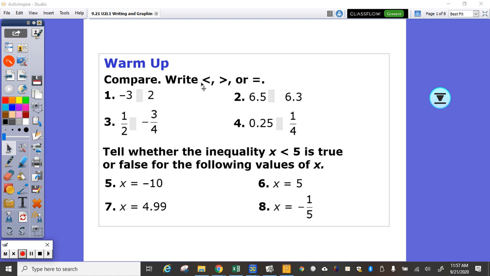Less than, greater than, or equal to. What do I fill in for number 1? Number 2. Number 3. Greater. Number 4.